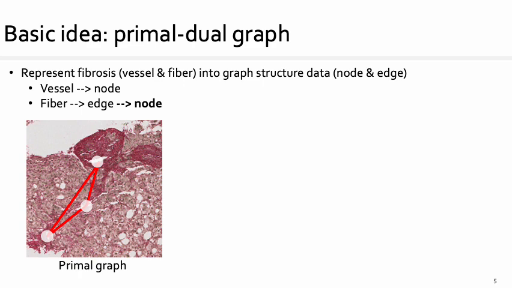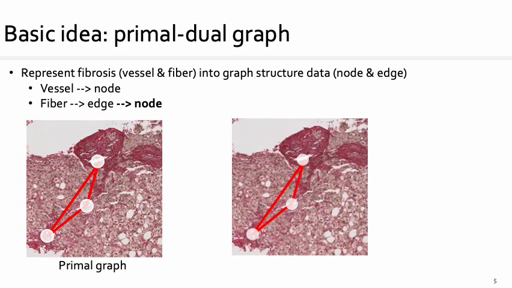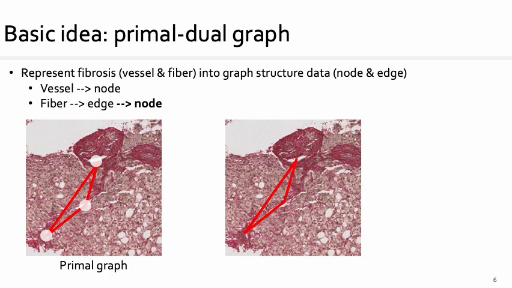Our basic idea is to represent the image with a primal graph, which can model two tissue structures at the same time. Specifically, given a liver biopsy image, we can build a graph where the nodes represent the location of vessels. This graph is referred to as a primal graph. Then we can do a primal-dual graph transformation, where the original graph edges are transformed into graph nodes in the dual graph.